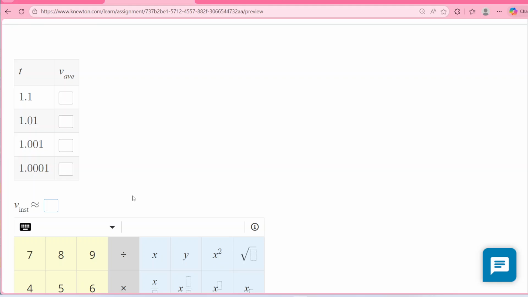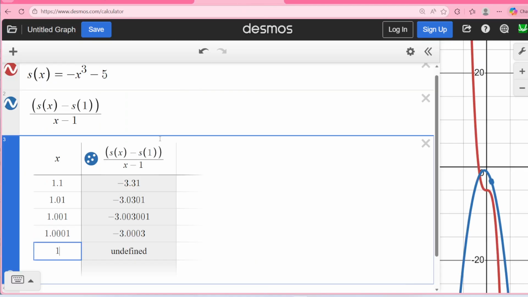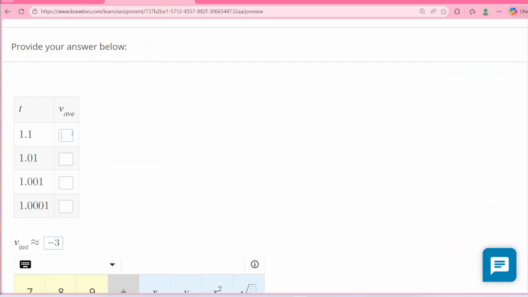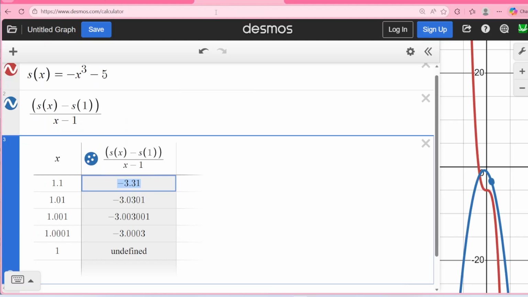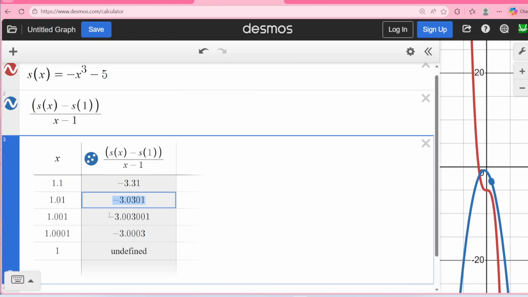So that's what I'm going to put in for this instantaneous velocity down here, right? They say type an integer there. Looks like the velocity at 1 second will be -3. And then I'm just going to copy paste, again, all the values I got for the average velocities over here, right? So -3.31 feet per second, meters per second, from 1 to 1.1 seconds. That's the average velocity over that interval. And then this for the 1.01. And then this from 1 to 1.001.